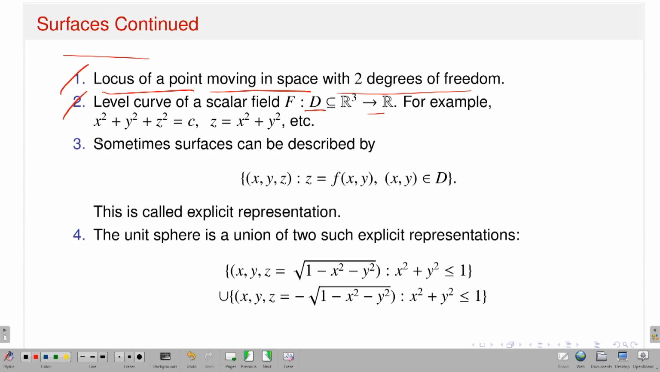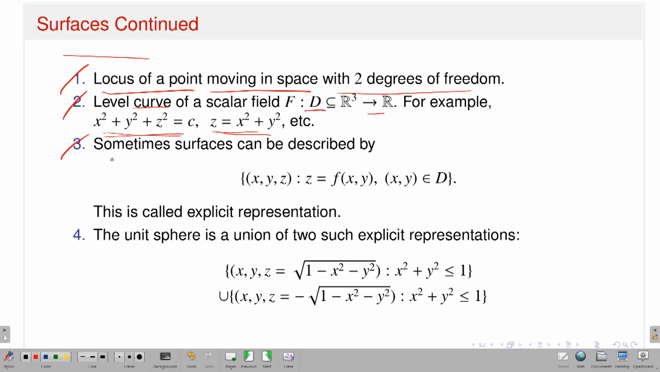For example, x square plus y square plus z square is equal to c, and z is equal to x square plus y square. So these are surfaces, though I should say actually level curves. Though I am talking about the scalar field f from R3 to R, the level set of this scalar field will give you a surface. For example, for functions mapping from D subset of R3 to R, one is x square plus y square plus z square equal to c, or you can think of x square plus y square minus z equal to 0. These are scalar fields, and their level sets will give you a surface. Okay.